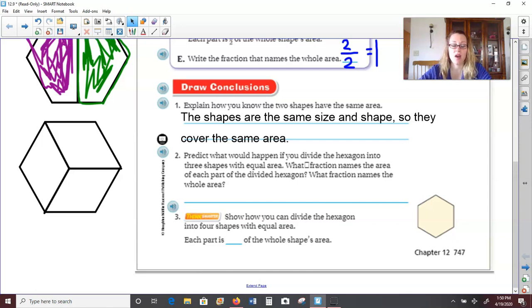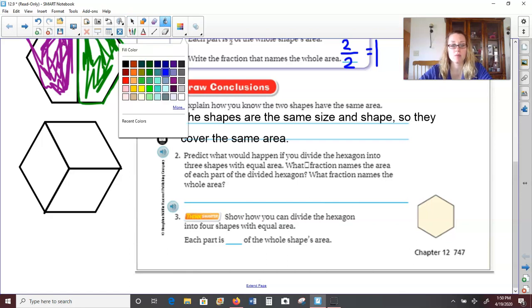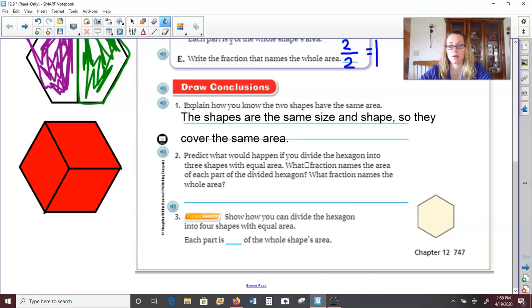But now my hexagon is divided into 3 equal parts, and we want to write a fraction that names the area of each part. Well, I thought it would let me divide it into 3 different colors, but apparently not. Anyways, since I divided it into 3 parts, each part is representing 1/3 of the whole shape. 1/3, 1/3, 1/3. So each part is 1/3. Then it says what fraction names the whole area. The whole area would be 3/3, because 1/3 plus 1/3 plus 1/3, 3/3 would be our total.